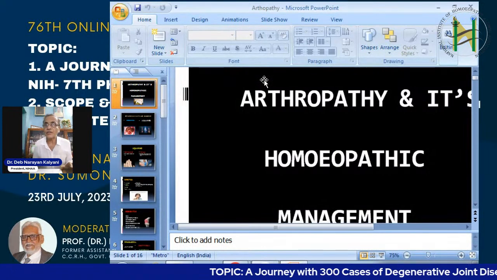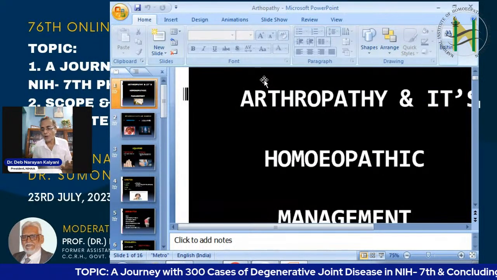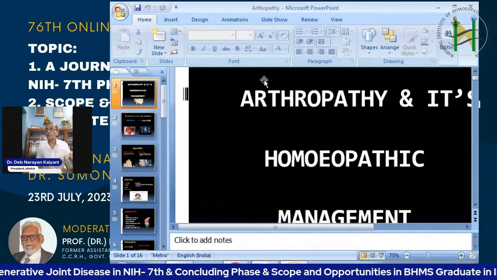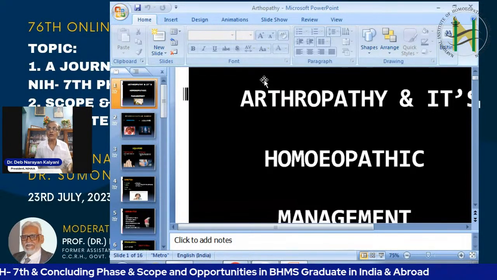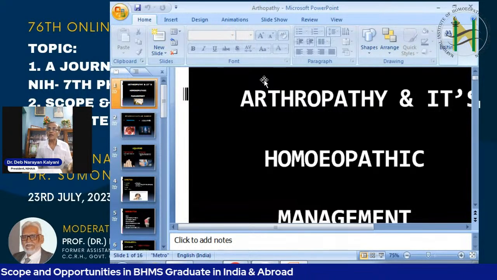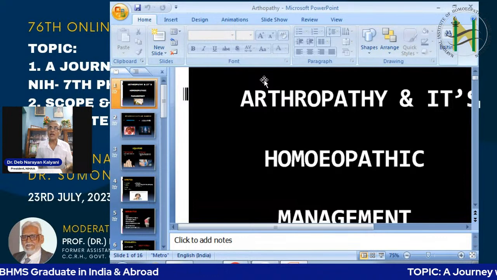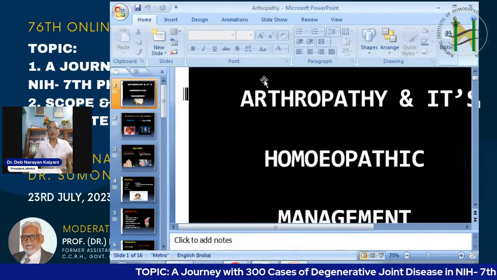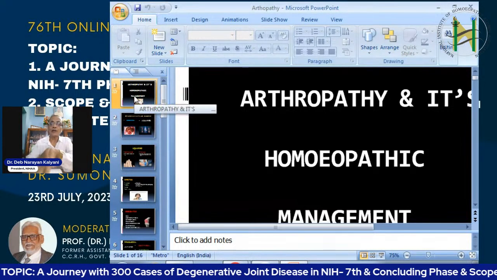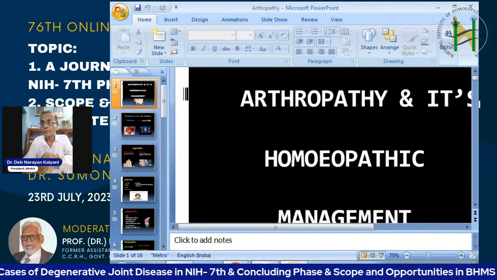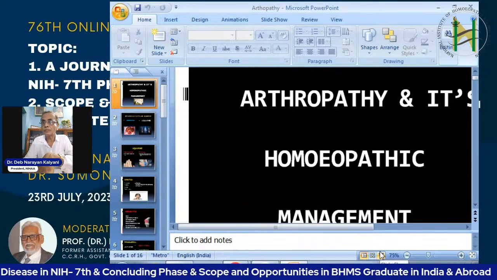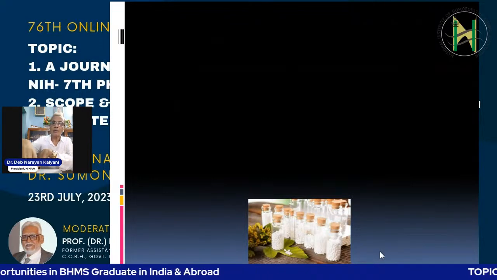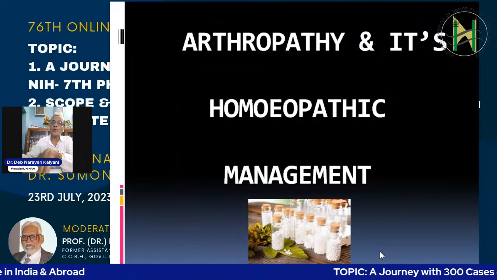That's why we were fortunate to get, incidentally, a number of cases of other types of arthropathic diseases, that means other than degenerative joint disease. While seeing the patients, we found that the patient was not suffering from degenerative disease. They were suffering from some other causes, other complaints, which we call arthropathic disorders. That also was treated constitutionally in the same manner given by our masters, and we have seen miraculous recoveries, miraculous cures. Let me show you a brief. Arthropathy and its homeopathic management.